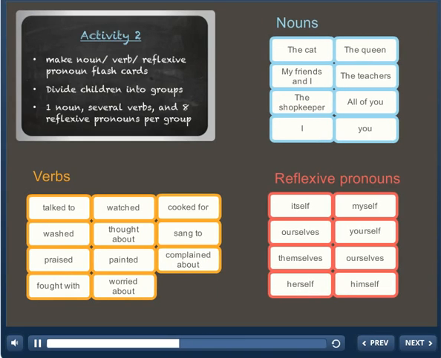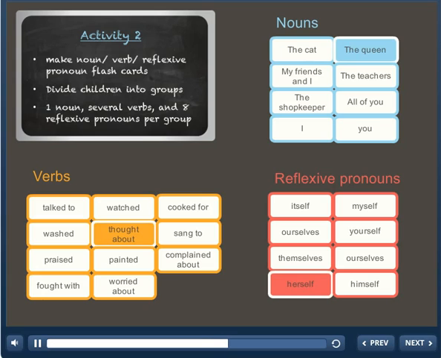Here is a sample set of flashcards. For example, the group that has the noun the queen can make the sentence, the queen thought about herself, or a more interesting sentence would be, the proud queen thought about herself all day and all night. Encourage the children to make as many sentences as they want and to be as creative as they want. The verbs given here are all in past tense so that the children do not have to change them depending on the noun.